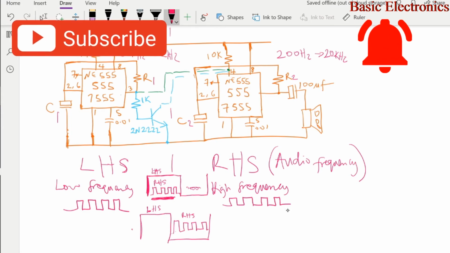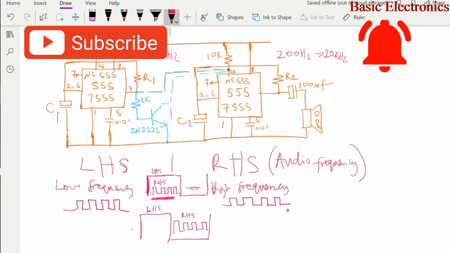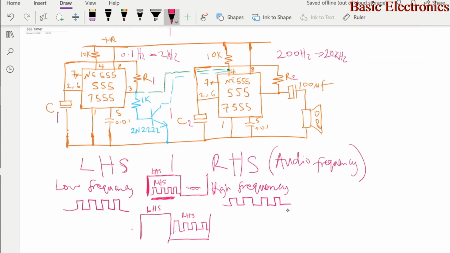Also, you can use a transistor as a switch. Remember, we talked about transistors as switches. Go back to the tutorial on that and look at it one more time. However, we're just going to talk about this in passing.